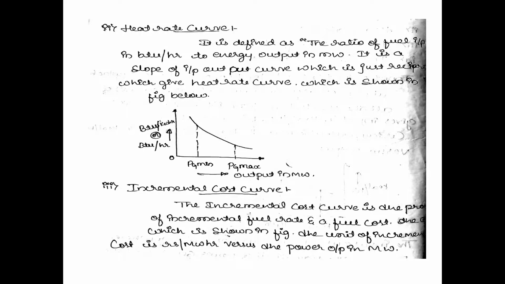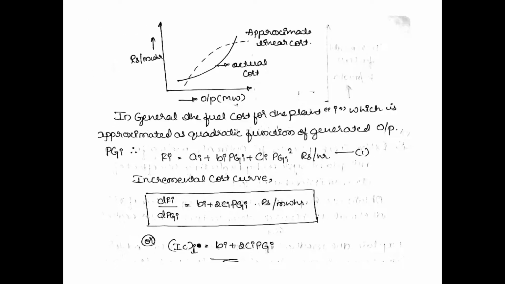Next, the incremental cost curve, which is shown in the figure. The unit of incremental cost is rupees per megawatt hour versus power output in megawatt. Rupees per megawatt hour, the actual cost and the approximate linear cost. Just see these two curves: the approximate linear cost curve touches the actual cost curve.